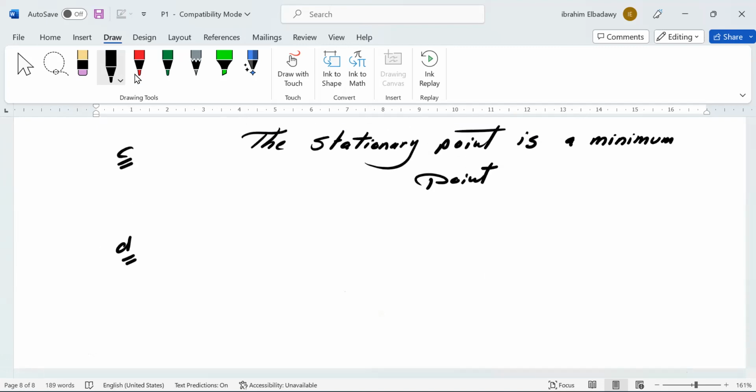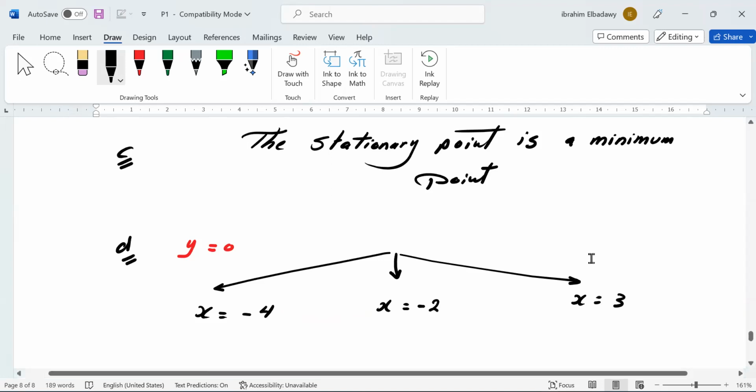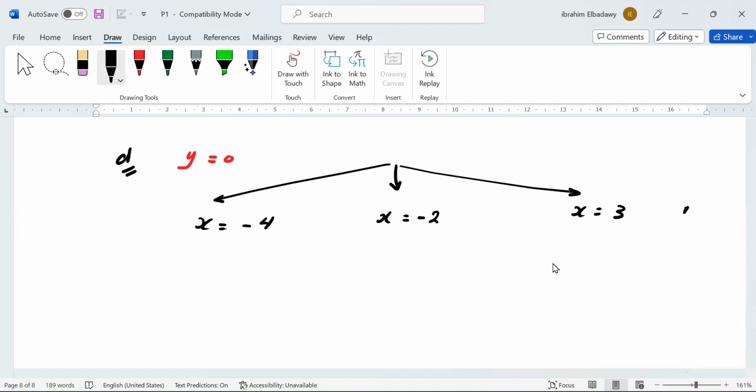So in the beginning, you can write y equal to 0. When y equals 0, I have 3 different roots. I have x equal to negative 4, x equal to negative 2, and x equal to 3. This is called roots. As I said, this is called roots. I can get factors: x plus 4, x plus 2, and x minus 3. These are called factors.